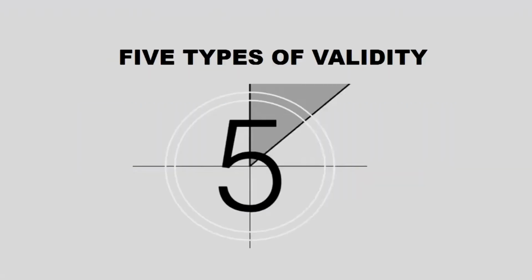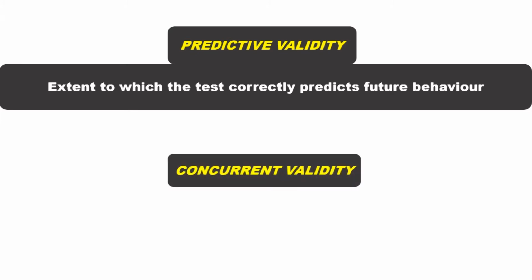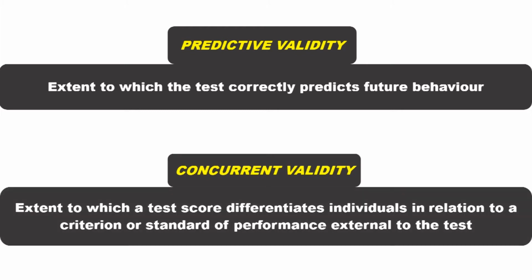There are 5 types of validity. The first is predictive validity, that is, the extent to which the test correctly predicts future behavior. Second, concurrent validity. It is the extent to which a test score differentiates individuals in relation to a criterion or standard of performance external to the test.